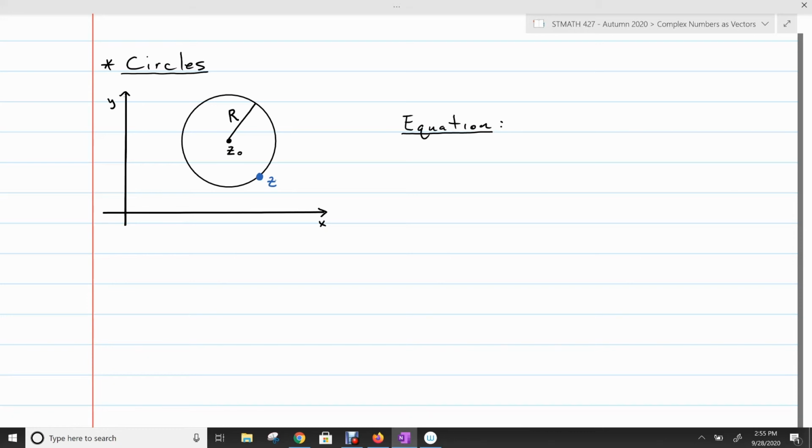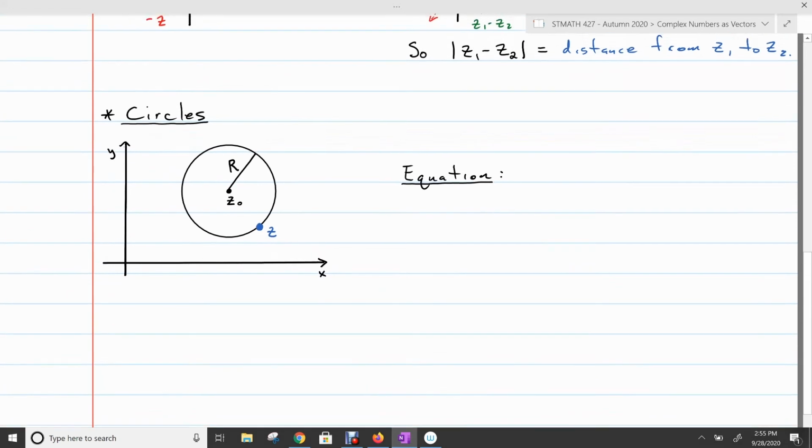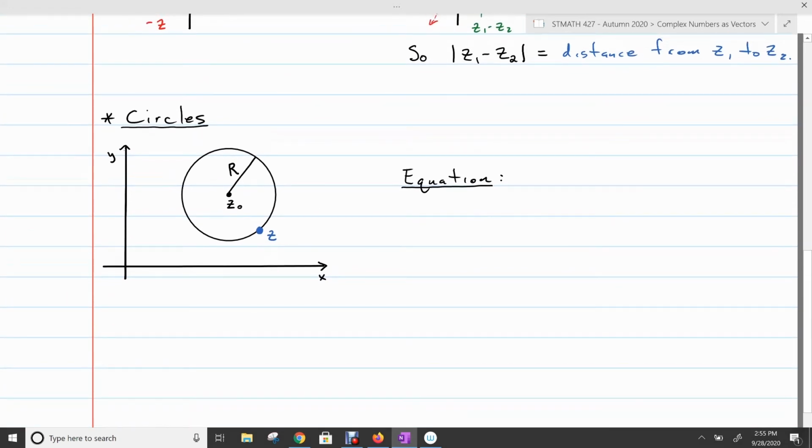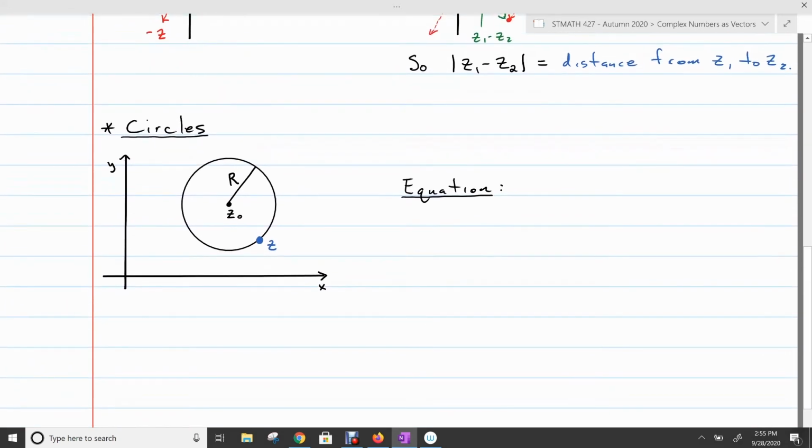Well, if you're on a circle centered at z naught of radius r, that means that the distance from z to z naught is exactly r. But we know how to calculate the distance from one complex number to another. It's just the modulus of the difference of those 2 points. So the equation of this circle is the modulus of z minus z naught, that's the distance from z to the center of the circle, has to be equal to r. With this notation, the equation of a circle becomes extremely simple, right?